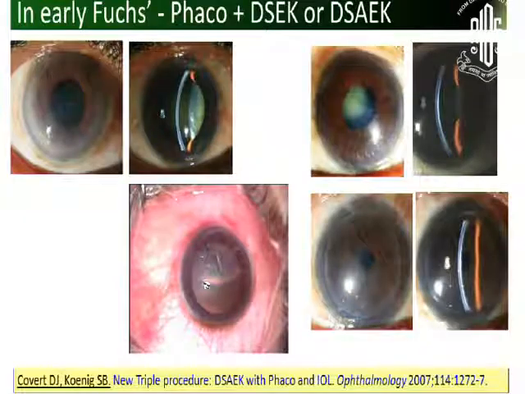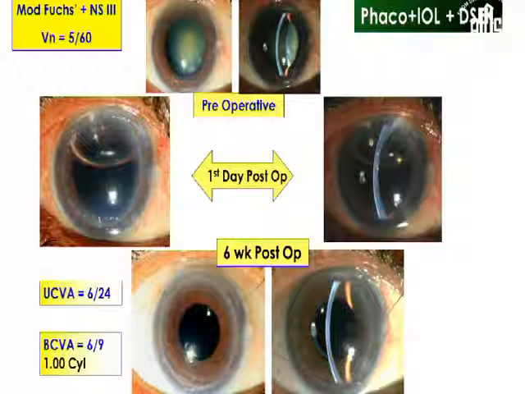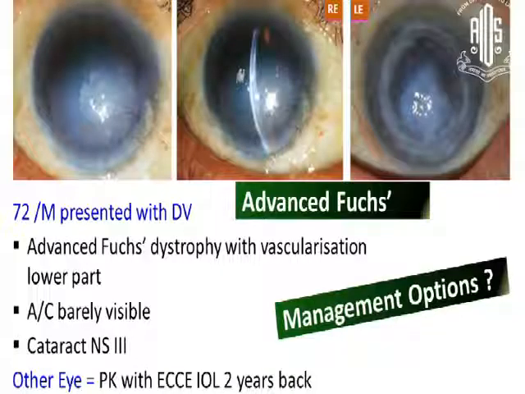This is a case where the patient underwent phaco with the DSEK. And this is another case with phaco with the DSEK. You see that there is no difficulty in doing phaco in these cases. But when this patient presented to me, you see the peripheral vascularization and thick epithelial hypertrophy with a lot of scarring. We were in doubt whether it would work or not.